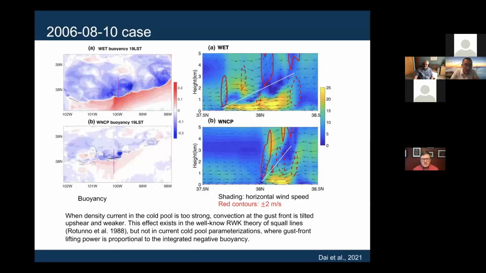When we take the vertical cross section in these magenta lines, we can find in the red panels that the large density current in this yellow shading will create a very slantwise updraft in these red contours. However, without corpus, that gas front can be quite upright. Actually, this effect exists in the well-known RKW theory of scalars, but not in the current corpus parameterizations, where the gas front lifting power is only proportional to this integrated negative buoyancy.